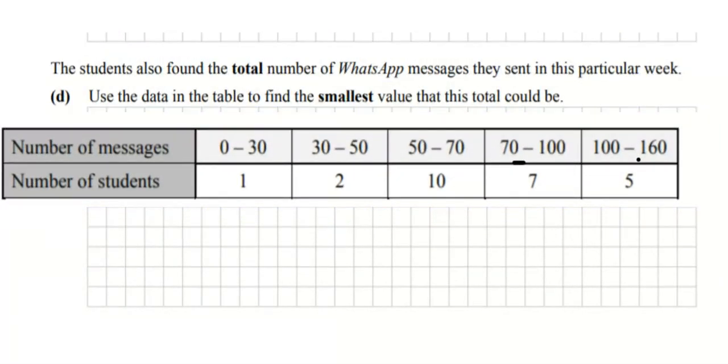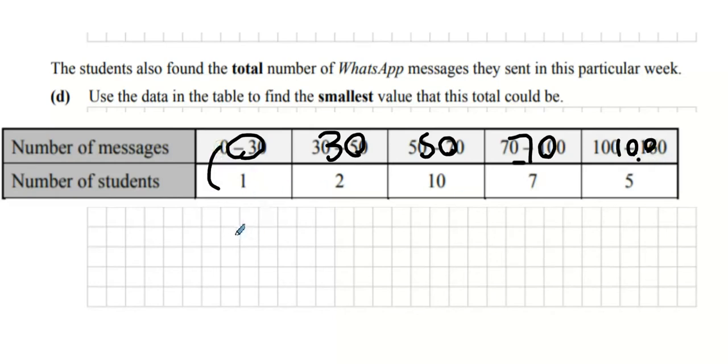And what we're going to get is 0 to 30. You can imagine they're all on 0. 30 to 50, argue they're all on 30. 50 to 70, argue they're all 50s. 70 to 100, say they're all 70s. And then 100 to 160, argue they're all 100.